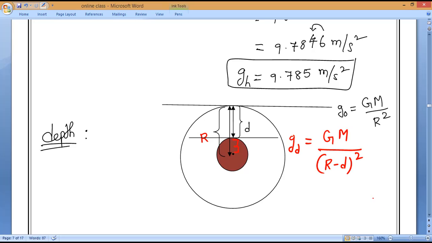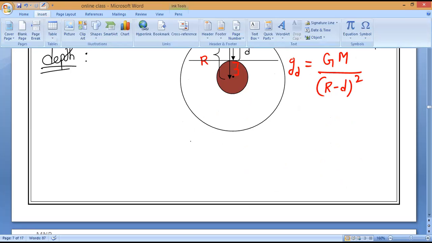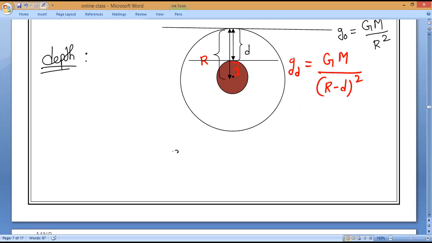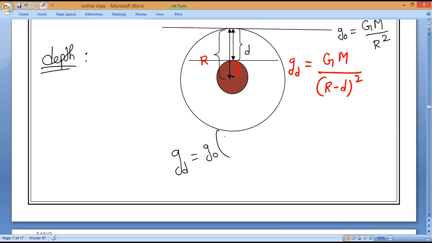Okay, write it. Now, if we combine this, at this depth we know we got the formula. gd is equal to, where d is the depth inside the ground. Can you tell me the formula we have found? gd is equal to g naught into 1 minus d by R. Is it yes or no, guys? Yes, sir.